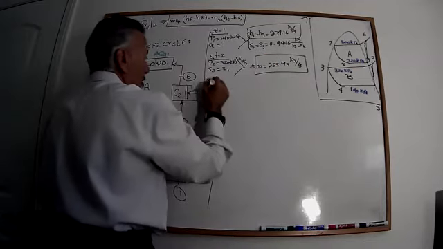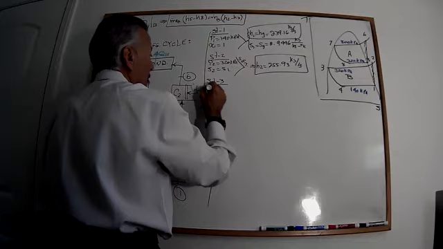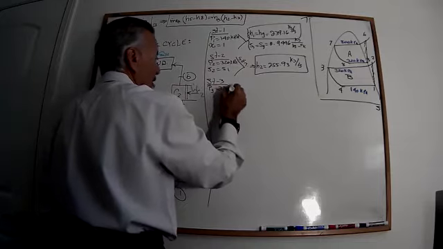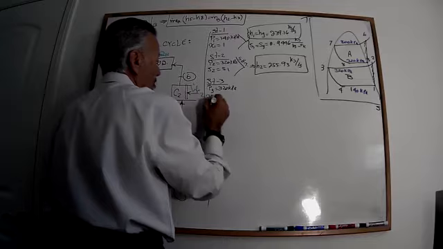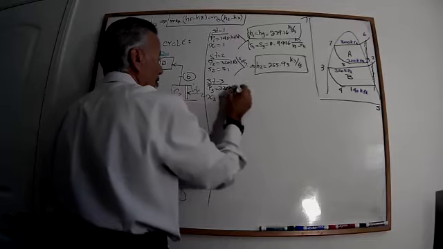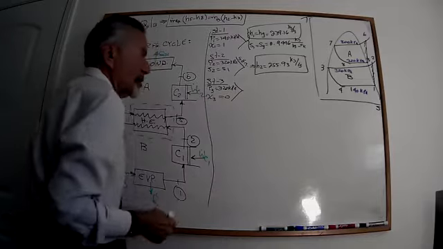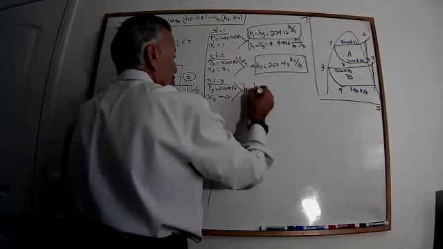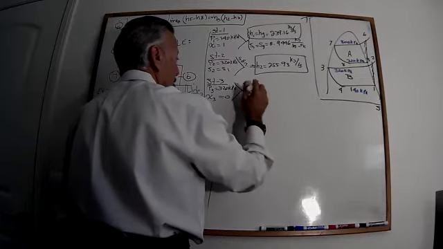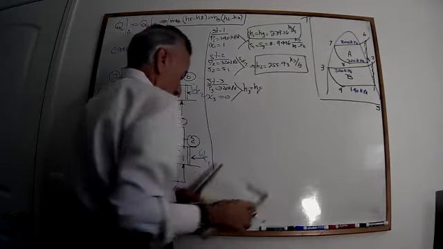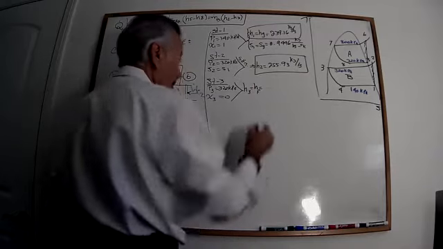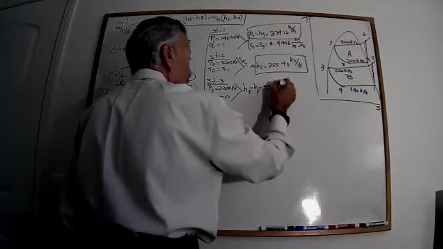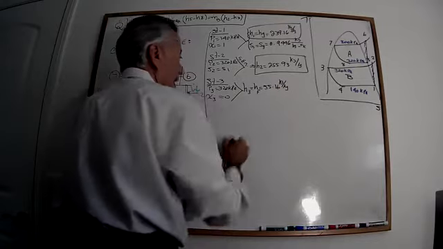At state 3, we have P3 equal to 320 kilopascal, and X3 is equal to 0. Saturated liquid table, we find H3, in this case, would be H of F, and that value is 55.16 kilojoule per kilogram.